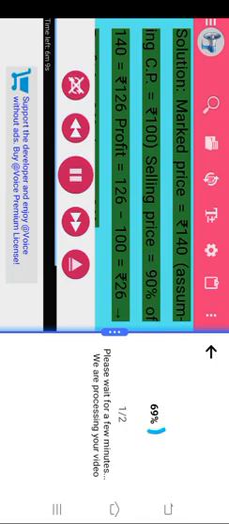Question 3. A shopkeeper marks goods 40% above cost price and allows a 10% discount. What is his gain percentage? Solution. Assuming CP equals 100 rupees, marked price equals 140 rupees. Selling price equals 90% of 140 equals 126 rupees. Profit equals 126 minus 100 equals 26 rupees. Profit percent equals 26%.